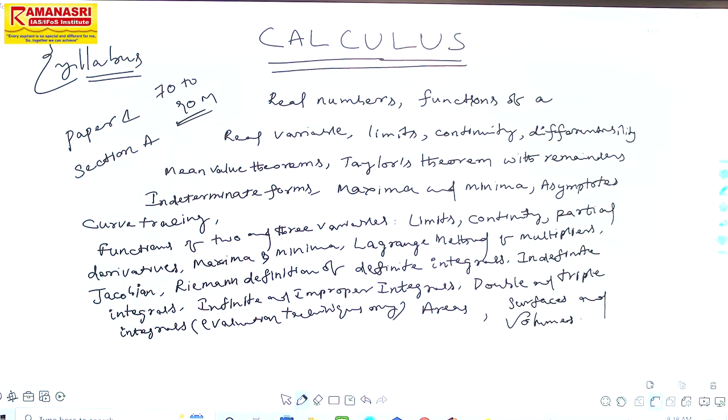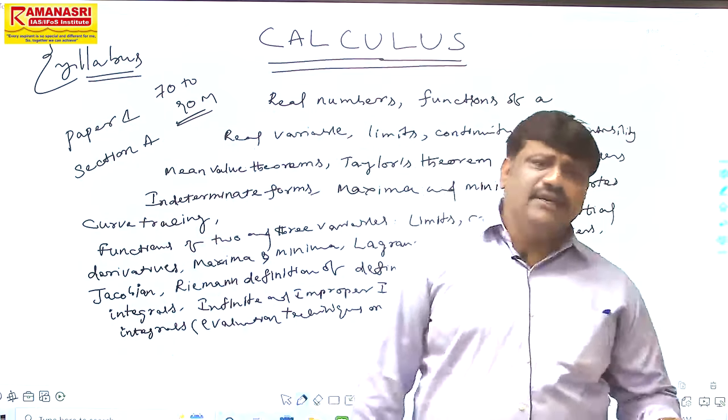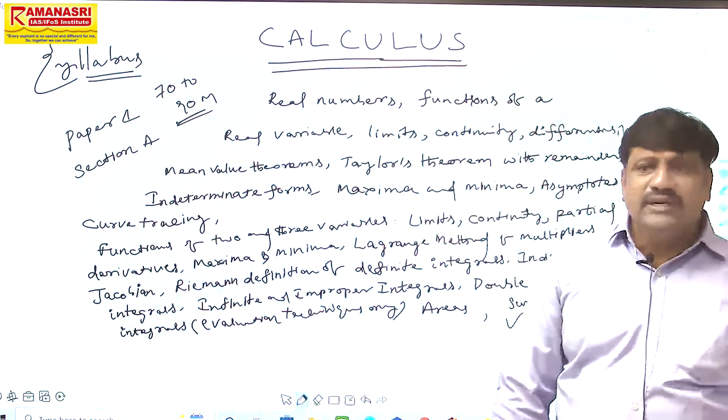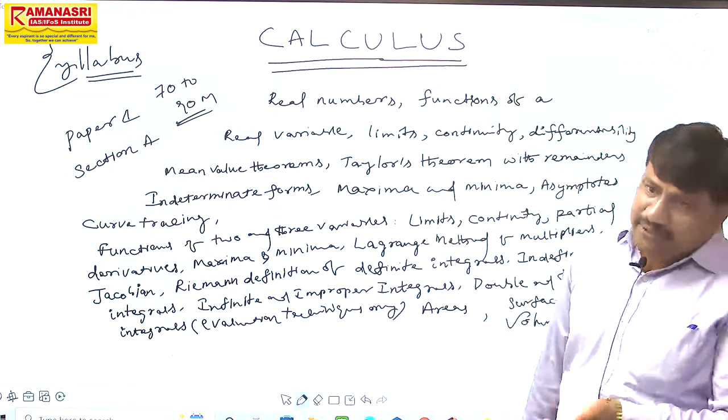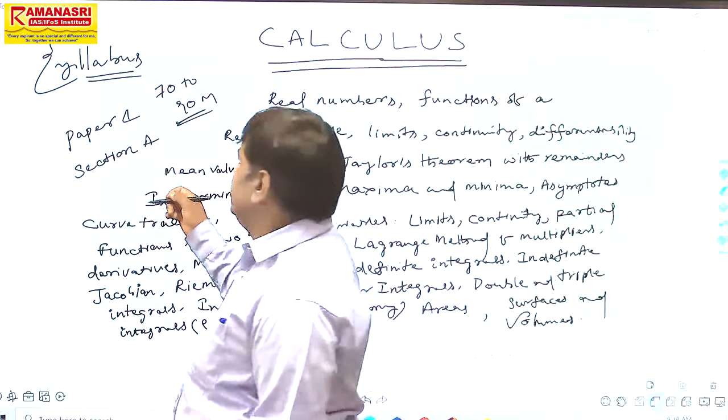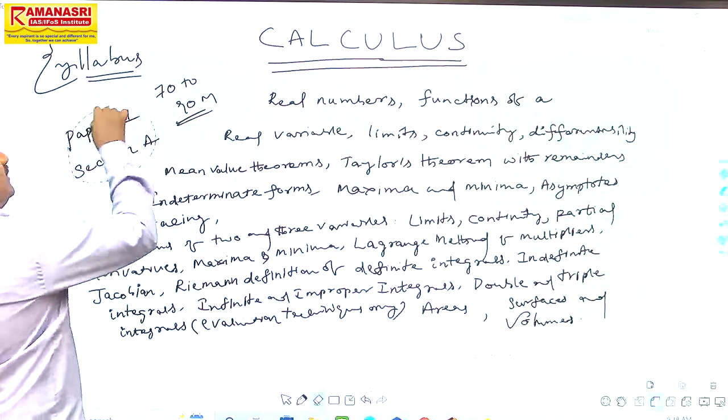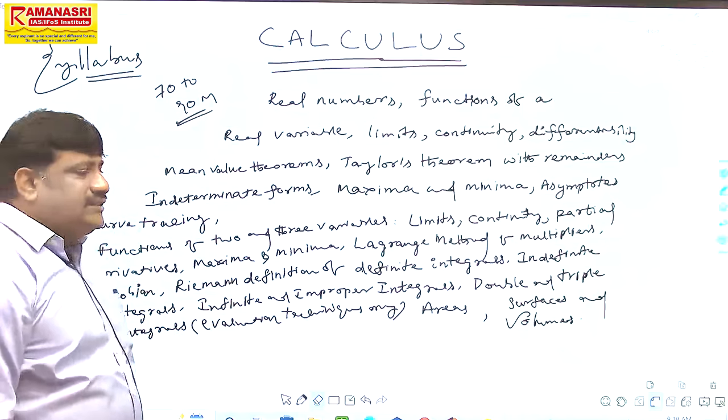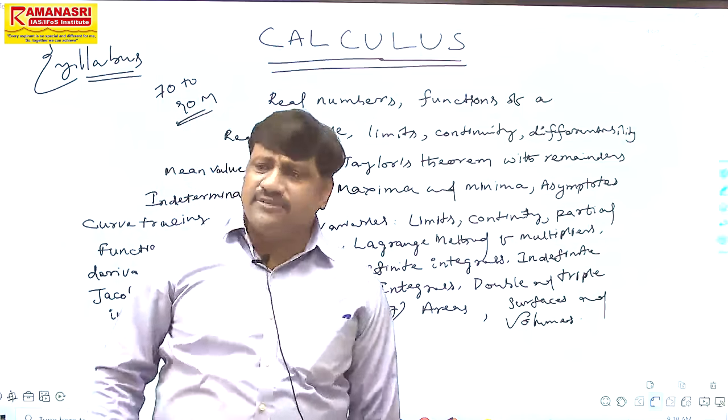Right, with the answer. First, see, calculus and one more module also, real analysis. That is also paper 2, Section A. This is paper 1, Section A. That is the only difference. Calculus and real analysis are both brothers and sisters of the same family.